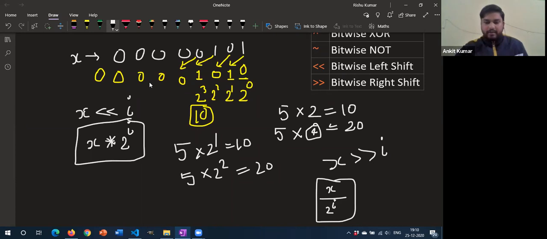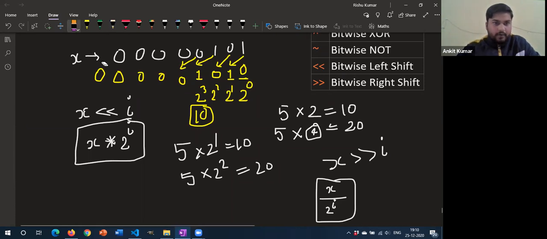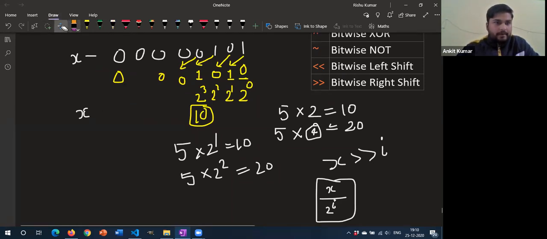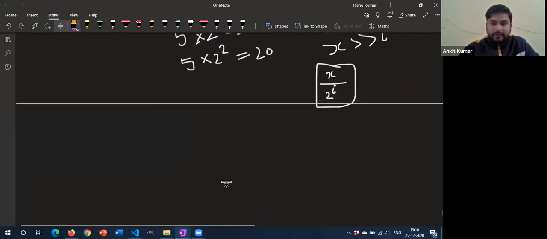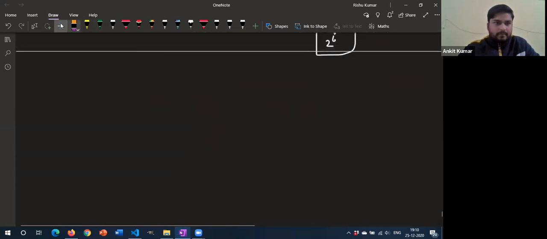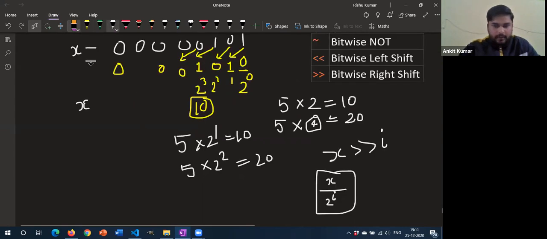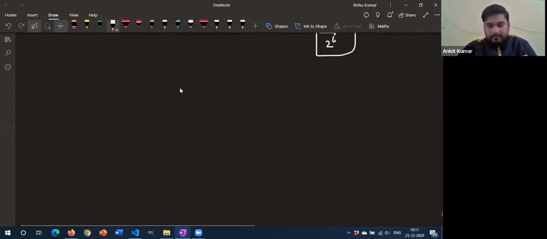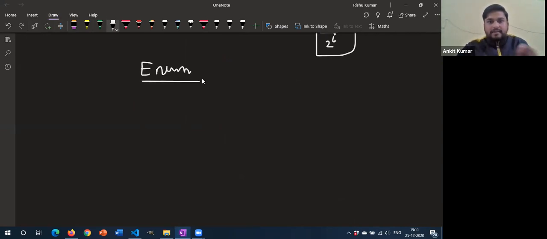Now the last topic for today's discussion is enum and typedef. What are enum and typedef? Let me show it to you very quickly. Let me get some more space over here. Now here we are discussing enum and typedef. Enum means enumerator. It is used to define your own data types, user-defined data types, but you can do so by using existing data types only.